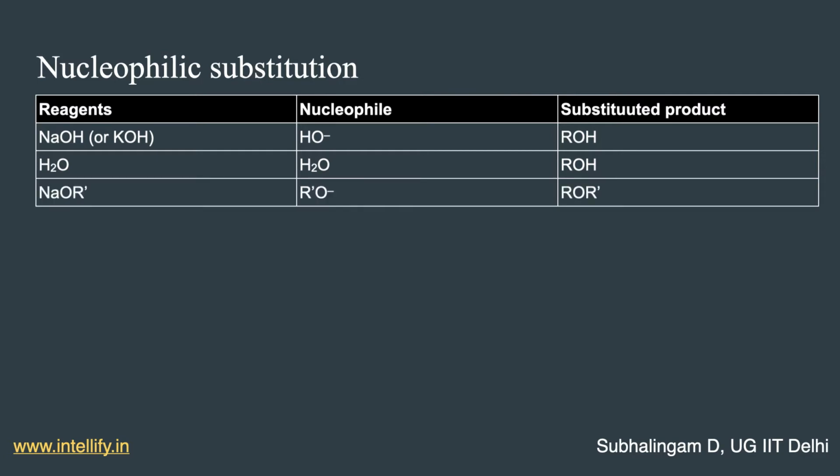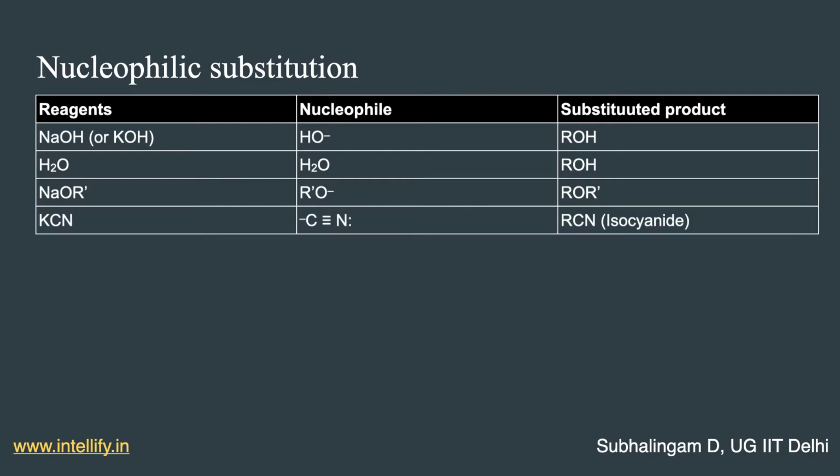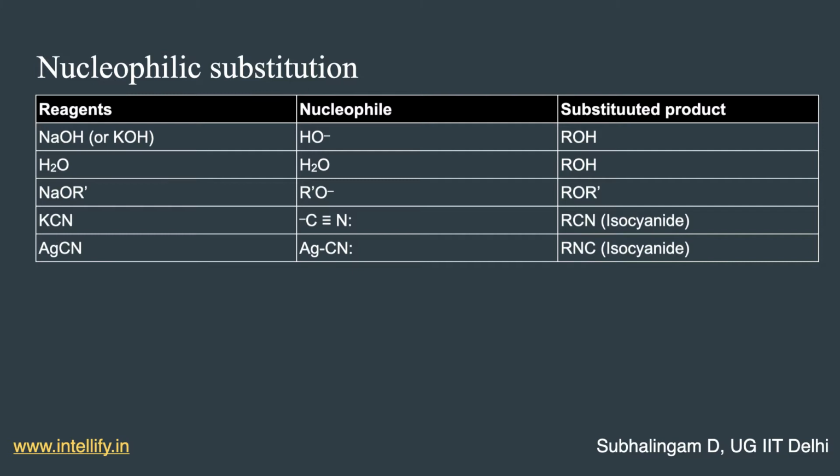When treated with NaOR, we get RO minus as the nucleophile and we get an ether. When treated with KCN, we get CN minus as the nucleophile and the product is RCN. If it was with AgCN, then the nucleophile is AgCN and we get an RNC, that is an isocyanide. We will look into this nature of cyanide in the next slide.